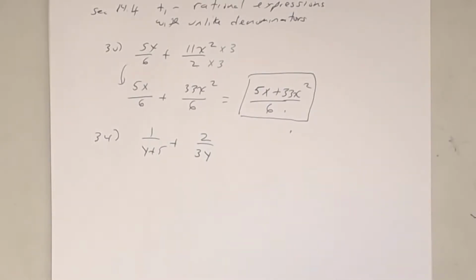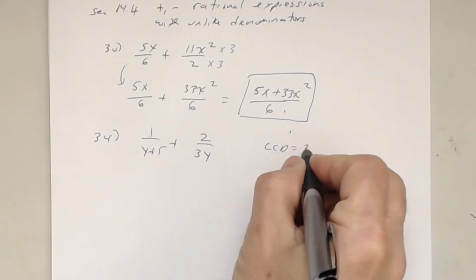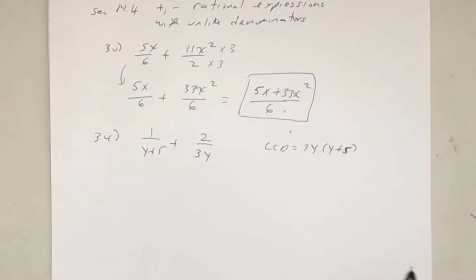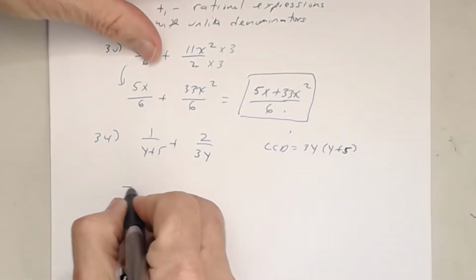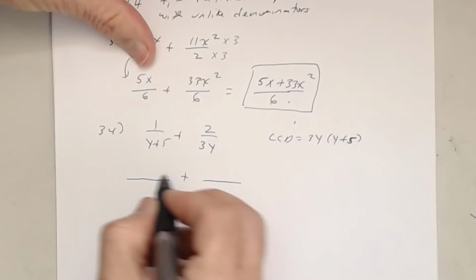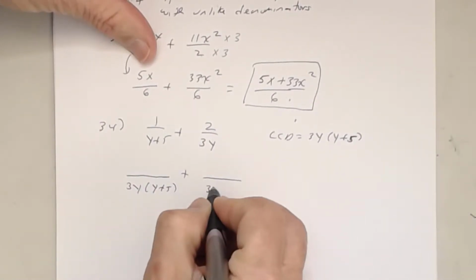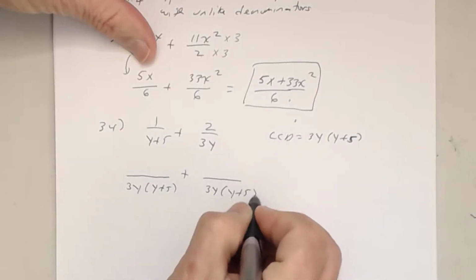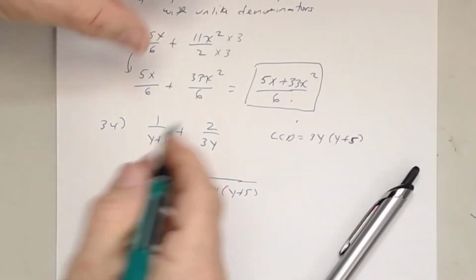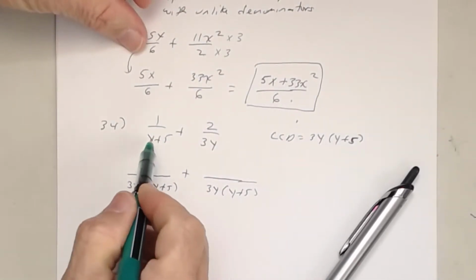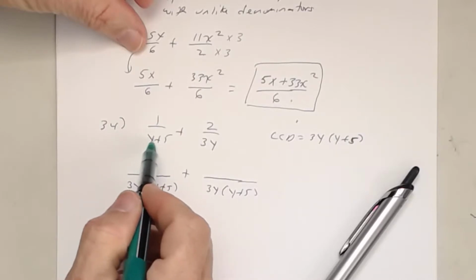Okay, but let's rewrite it in a better looking way. 3y times y plus 5. Okay, so that's your LCD. So I'm going to write two fractions with that denominator. Okay. All right. Then you're going to write equivalent fractions now. So this is my denominator. This is what I want. What's missing here? What don't you see?